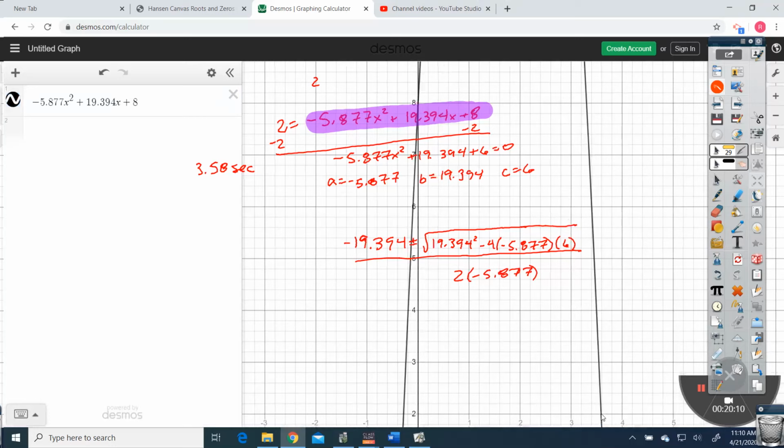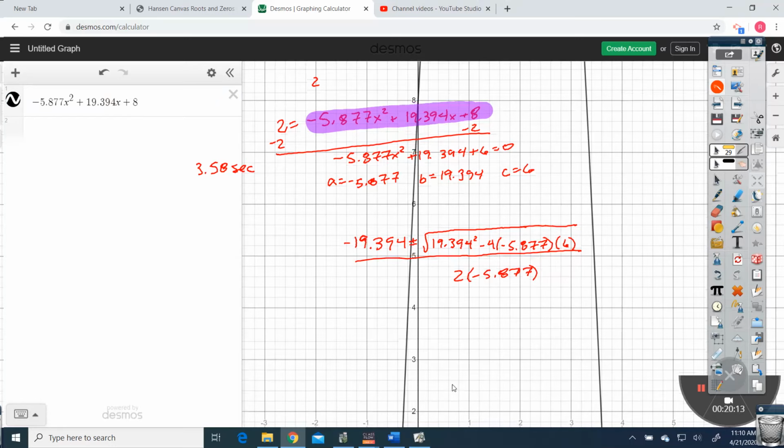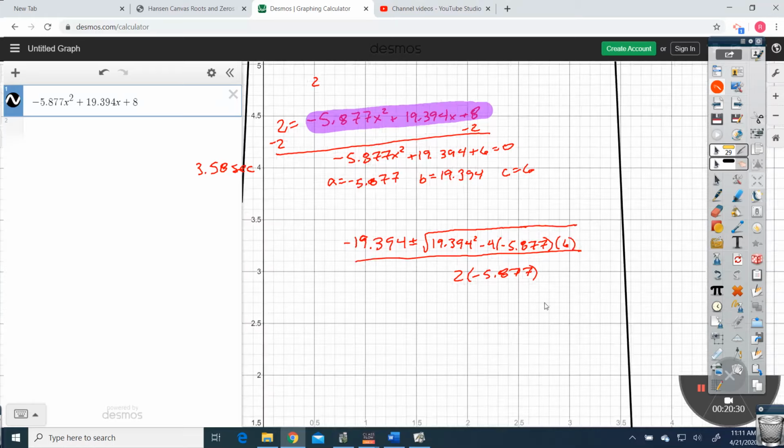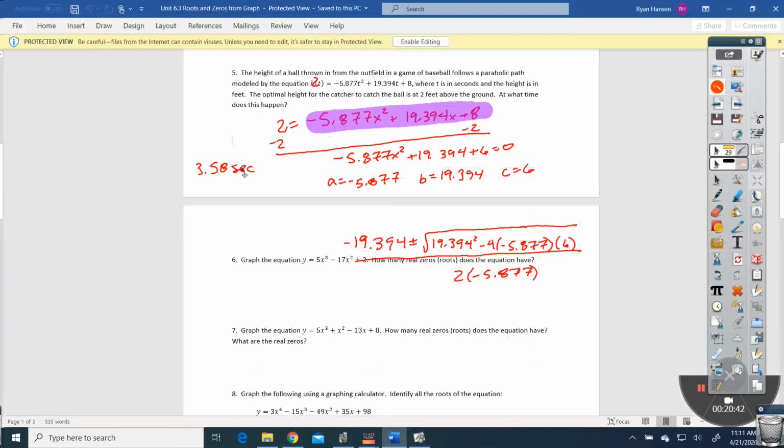Then I'm going to come down here, and here it is, right? This is 2 feet high. So if I look at it, here's 0 feet, here's 4 seconds. 2 feet high is right here. So 3.58 on this. Okay, if I zoom in a little bit more, get a little bit more accurate, 3.584, so that doesn't round up, so it would be 3.58 seconds. Okay, so that would be my answer, 3.58 seconds. So what time does this happen that the catcher catches it? 3.58 seconds from the time that the guy released the ball out of his hands.